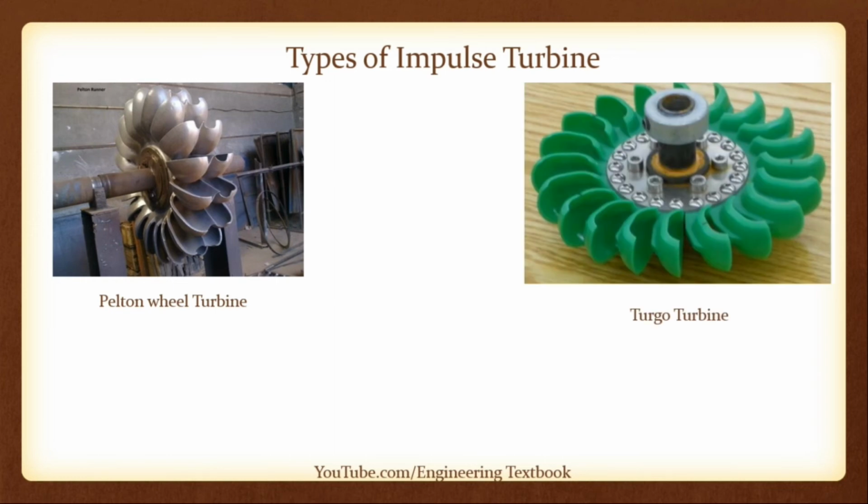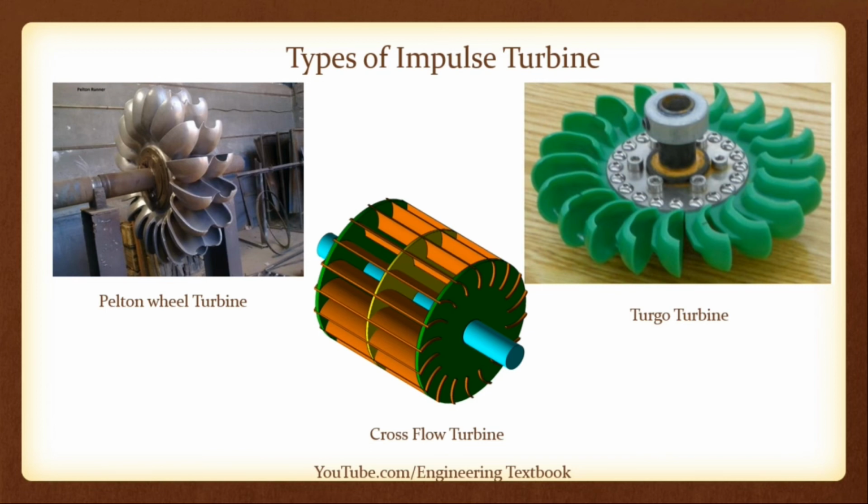Turgo turbine. Turgo turbine is the impulse turbine that is most suitable for medium head operations. The bucket used in the Turgo turbine has single cups, and the cups are more shallow. Unlike the Pelton turbine, the water jet hits the bucket obliquely, about 20 degrees, in the Turgo turbine.